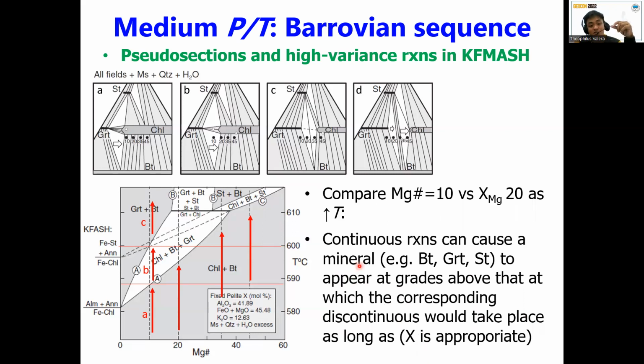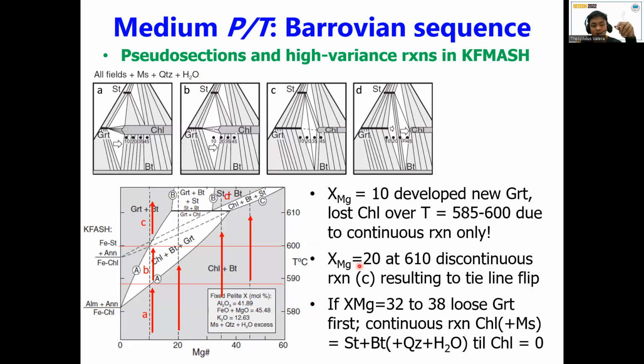So, compare XMG 10 versus 20, which is what we did earlier. Continuous reactions can cause a mineral, a biotite, garnet, or staurolite to appear at grades above that at which the corresponding discontinuous reaction would take place as long as X, or the bulk composition, is appropriate. XMG 10 developed new garnet, lost chlorite over a temperature difference of 585 to 600 due to continuous reaction only. XMG 20 at 610 encounters the discontinuous reaction resulting in a tie line flip.